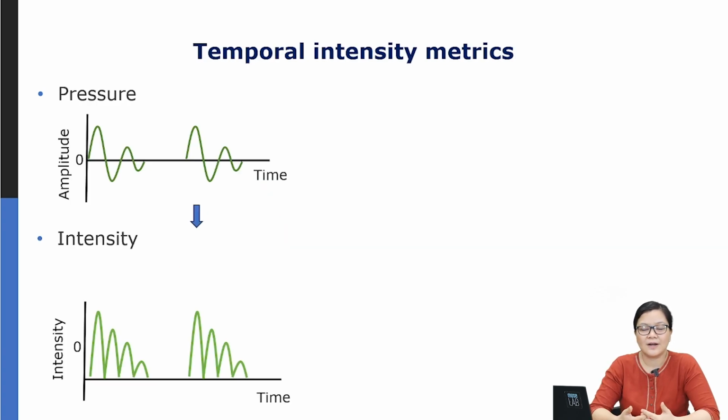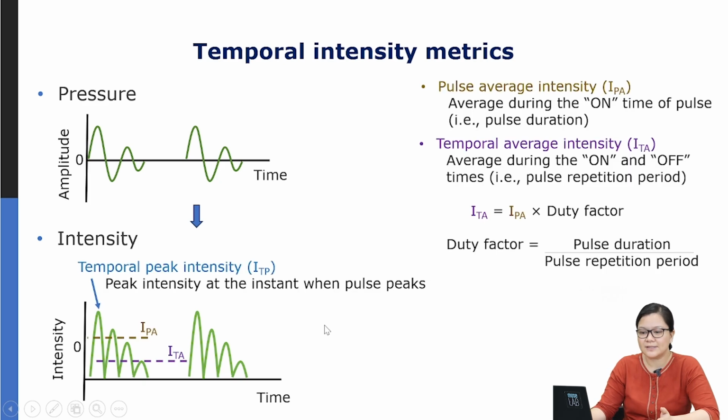Since intensity also varies with time, we also calculate several temporal intensity metrics. Here is an example of a pressure waveform we can detect from a hydrophone. In this example, the amplitude of the pressure is not the same throughout the duration of the pulse. You can apply the integral to get an intensity. This is just a schematic example. A couple of intensity metrics that you can calculate: first is the temporal peak intensity, or ITP, which is the peak intensity at the instant when the pulse peaks. This is the maximum value of the intensity within that pulse.